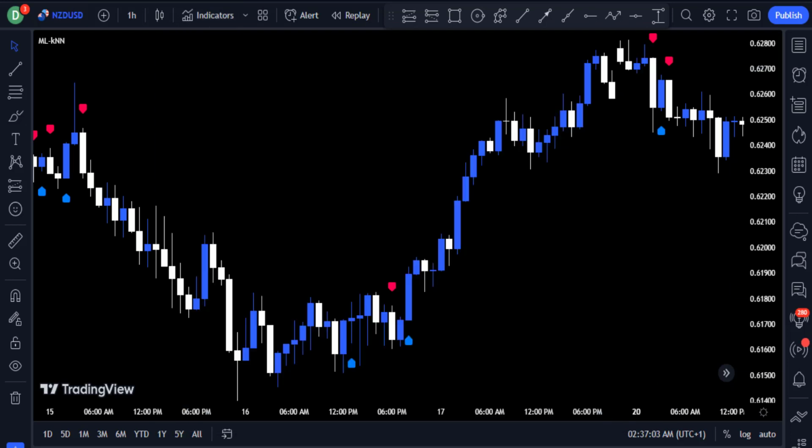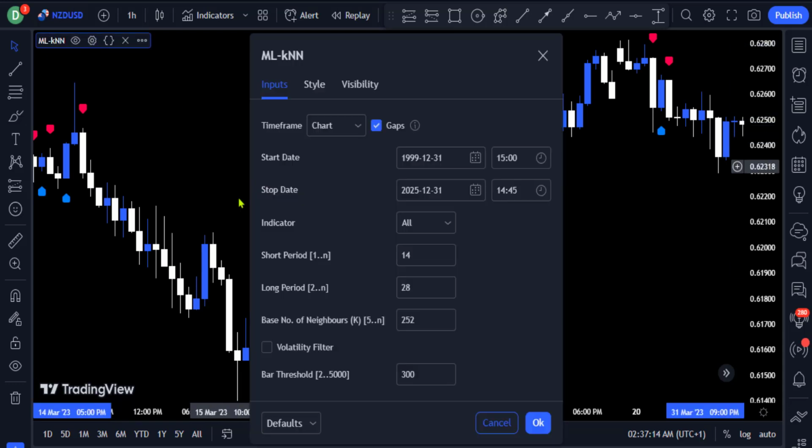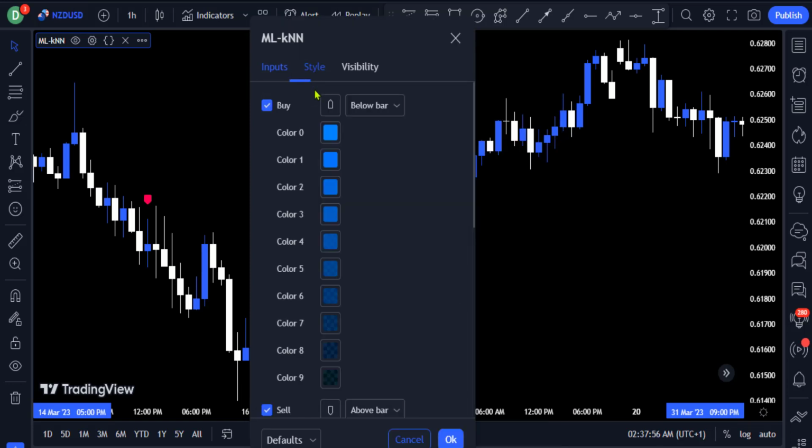Now that you have added the indicator to the chart, let's go ahead and set up the indicator. So click on this gear icon. And in this input section, you are going to change this short period to 21, and this long period to 14, this base number of neighbors to 150, and then check this volatility filter. The style section doesn't have much settings to change, and then click OK.